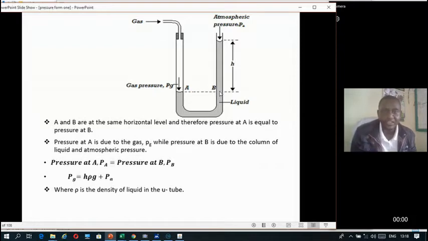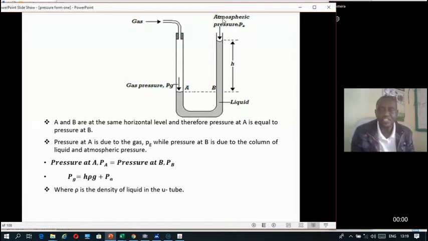What do we have here? At this point, point B, we have pressure of the gas, which has pushed this liquid upwards. But if you were here as a deep sea diver, you would experience pressure due to the liquid above you plus the atmospheric pressure. So what can we say? Pressure here is pressure of the gas. Pressure here is pressure due to the liquid column plus atmospheric pressure.